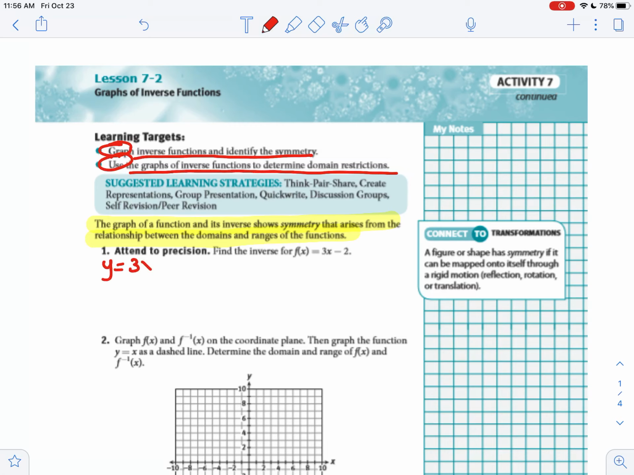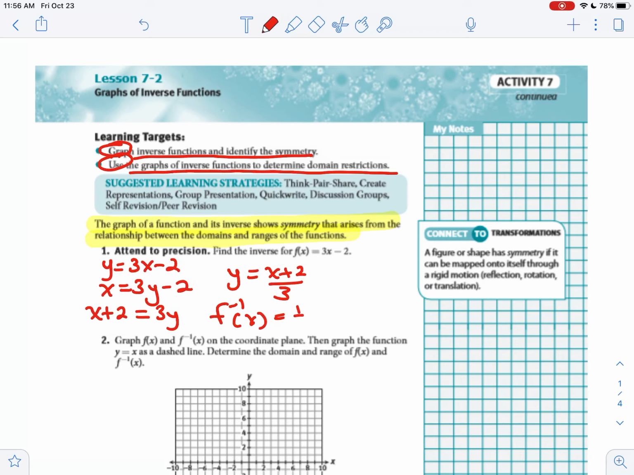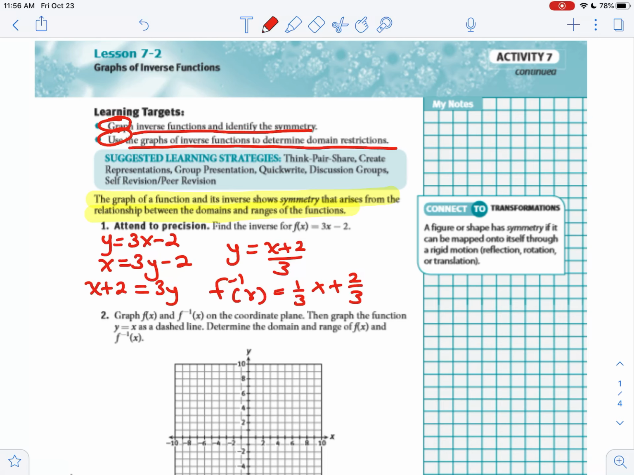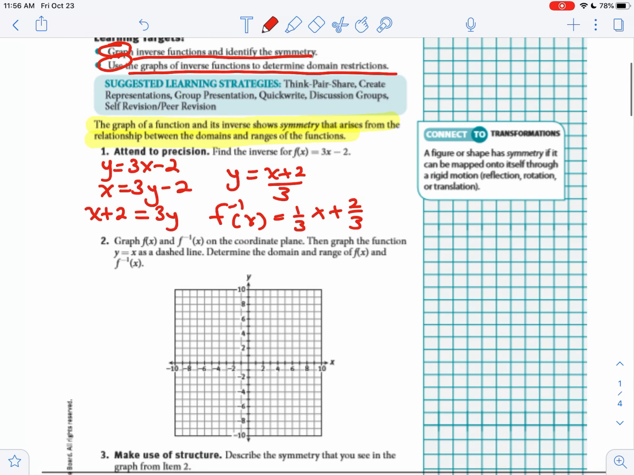We've got a function f of x, and we're going to write the inverse of it. We'll review that from yesterday. If y equals 3x minus 2, we'll switch x and y. X equals 3y minus 2, and then we'll solve for y. We'll add 2: x plus 2 equals 3y, and then we'll divide by 3. So y equals (x plus 2) over 3, which is really f inverse. I'm going to write it as 1/3 x plus 2/3. You can leave it as x plus 2 over 3 if you want.